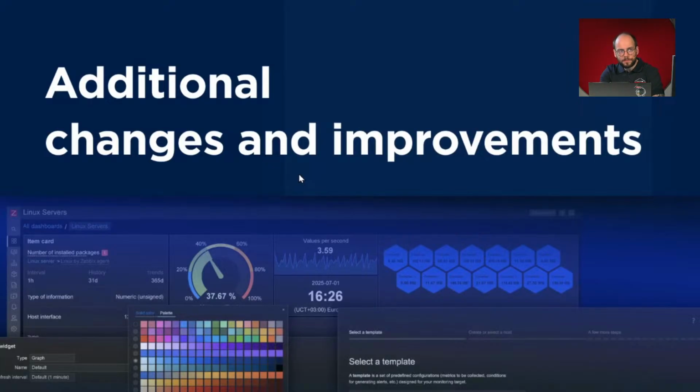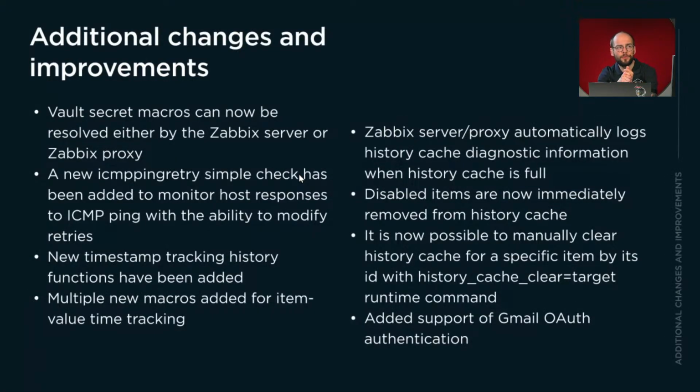And finally, some very niche changes and improvements. Vault secret macros can now be resolved also by Zabbix Proxy or Zabbix Server. Previously, only Zabbix Server could resolve them. We have a new ICMP ping retry simple check, which monitors host responses to ICMP pings with the ability to modify the number of retries. We have new timestamp tracking history functions that can react and analyze timestamps of the collected data, for example. We've also added built-in macros that you can use for item value time tracking in various formats.